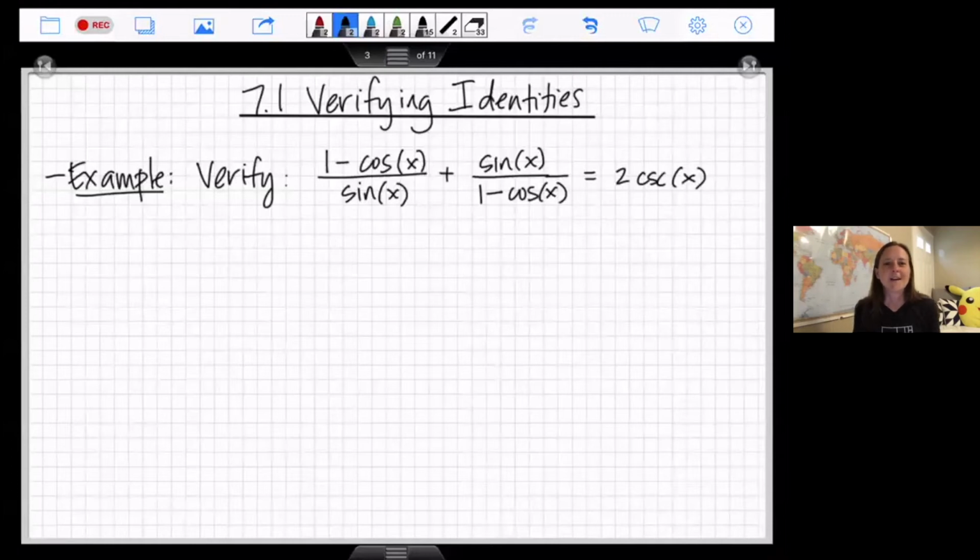All right, more verifying identities. We have another identity here that looks absolutely complicated and not obvious at all. How in the world that big mess on the left-hand side might be equal to 2 times cosecant x, but we're just going to play along with it.